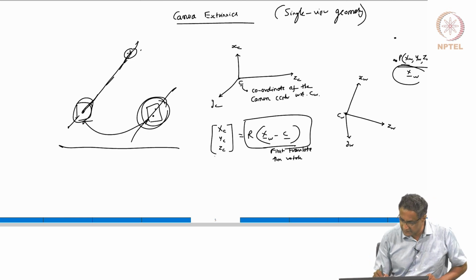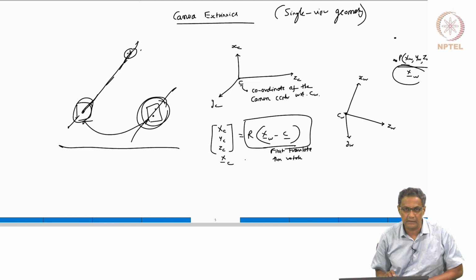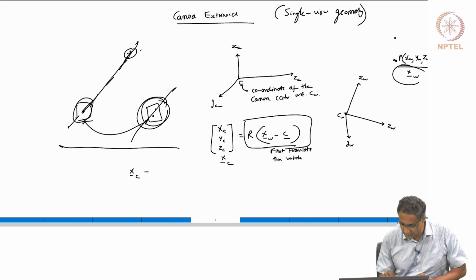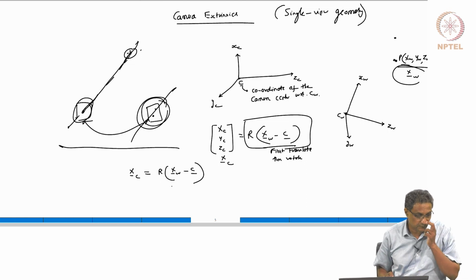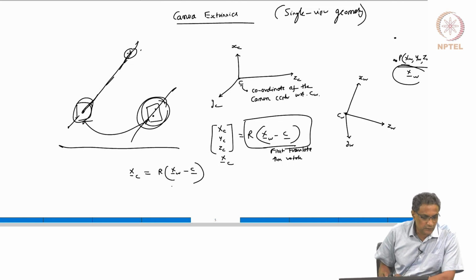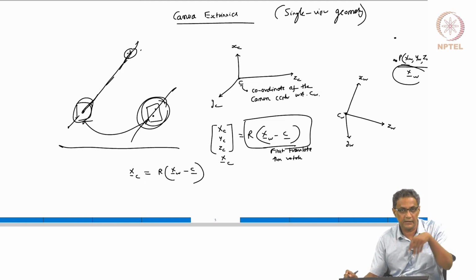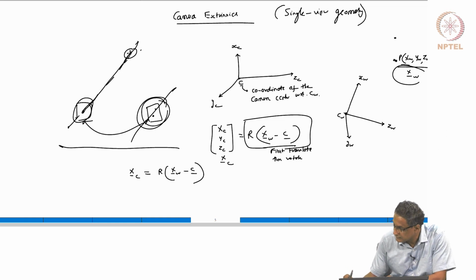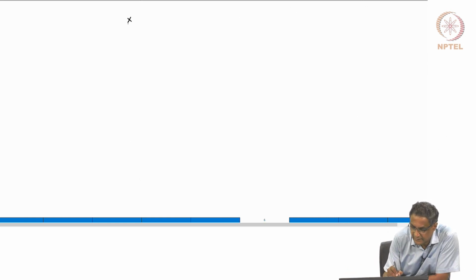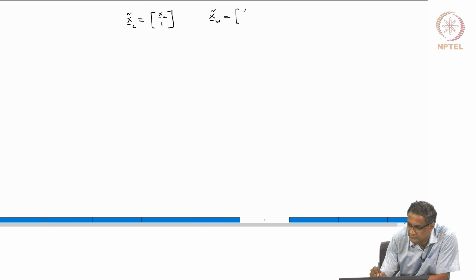So let us call this a vector xc, which represents xc, yc, zc. So we have xc is equal to R times xw minus c. Now let us again go to the homogeneous coordinates, because finally we want to go back to that equation where we had these 3 cross 4 matrices. Therefore, let us call xc tilde the homogeneous representation of xc, and xw tilde the homogeneous representation of xw.